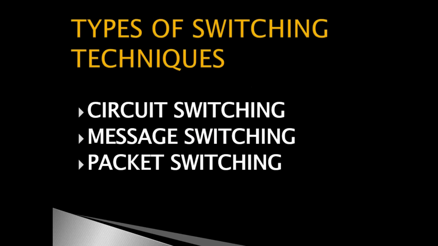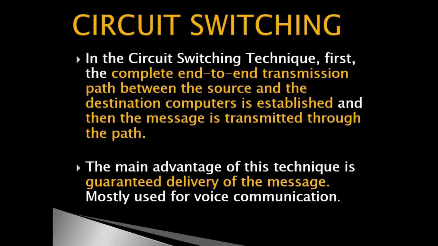We have three types of switching techniques: circuit switching, message switching, and packet switching. Let us see each of them line by line. The first type is circuit switching. In the circuit switching technique, first the complete end-to-end transmission path between the source and the destination computers is established, and then the message is transmitted through the path.